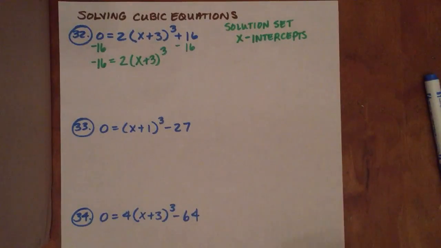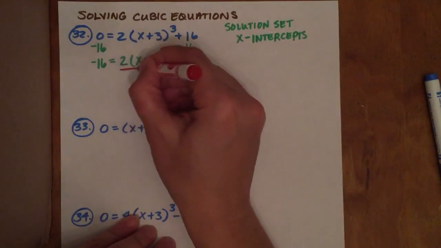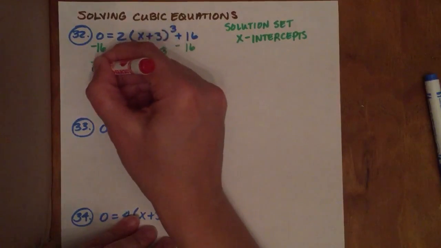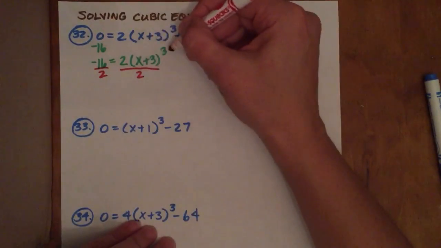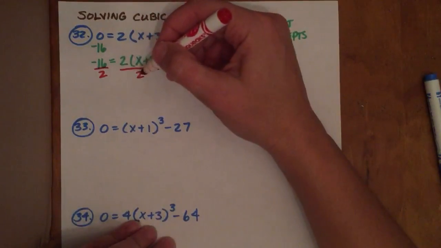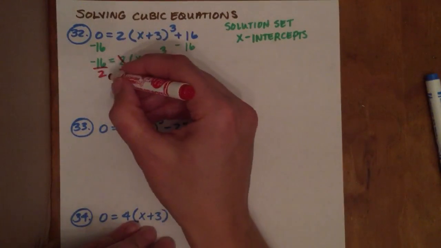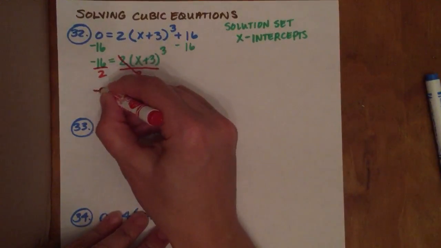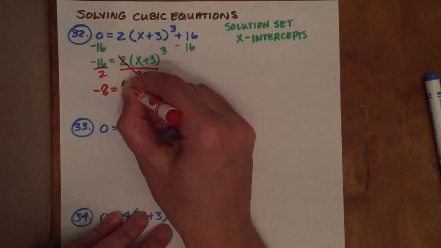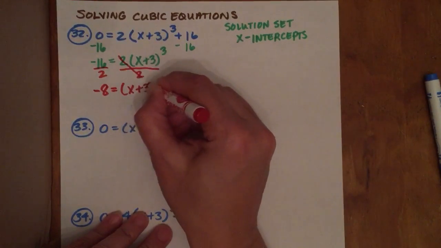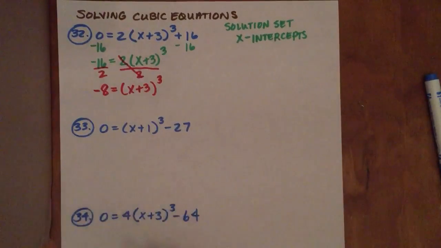My next step is going to be to divide both sides by 2 because I'm trying to get to a point where I can take the cube root, but I need to get rid of all the extra. So 2 divided by 2 is 1. Negative 16 divided by positive 2 is negative 8. So I have negative 8 now equals x plus 3 cubed.